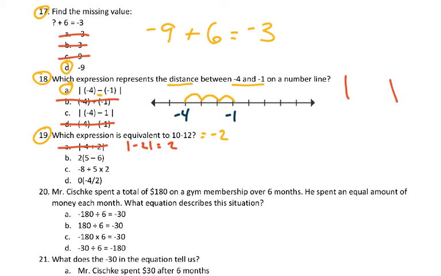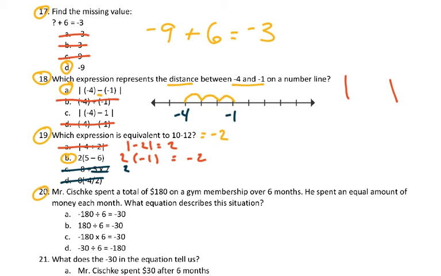For B, I would do what's in the parentheses first. So 5 minus 6 is negative 1 times 2. That equals negative 2. So it's already B. But just to check, if I look at C, 5 times 2 is 10. 10 plus negative 8 is a positive 2. So it can't be C. And then for D, 0 times anything is just 0. So I can go ahead and cross out D.